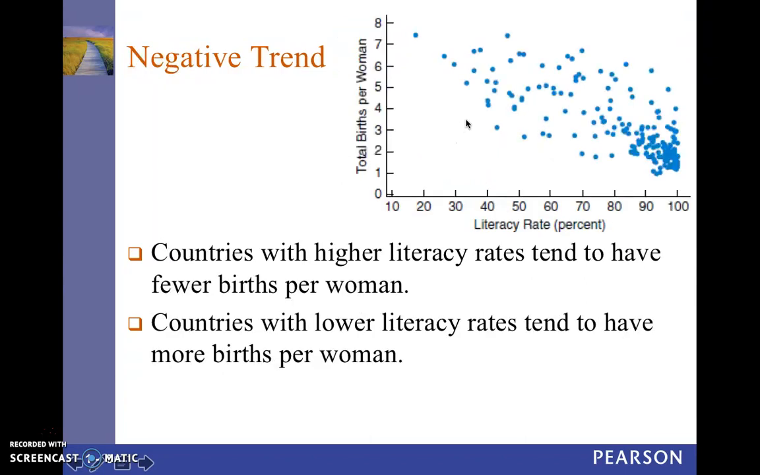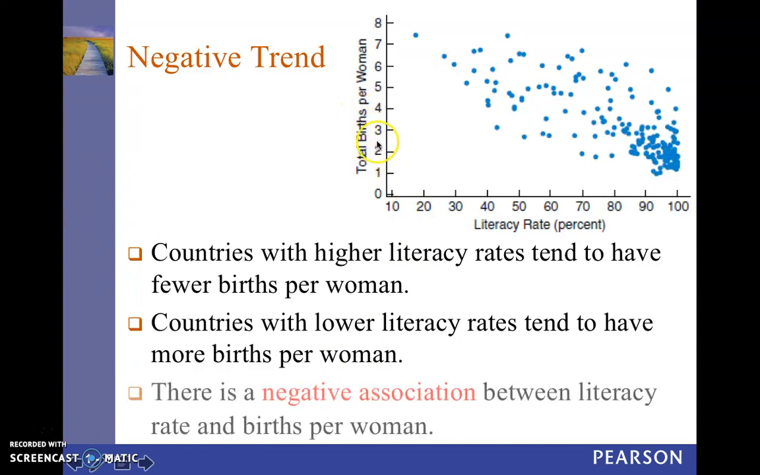Let's look at a negative one. Okay, so here we have data that shows the literacy rate for a given country and then the total births per woman in that country. If we look at this data, what we see is a slant somewhat in that direction, which shows that countries with higher literacy rates tend to have fewer births per woman. Countries with lower literacy rates tend to have more births per woman. And so this would be an example of a negative trend or negative association. So the way we might interpret this is that there's a negative association between literacy rate and births per woman.